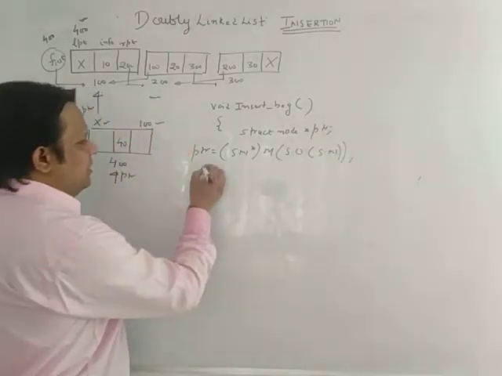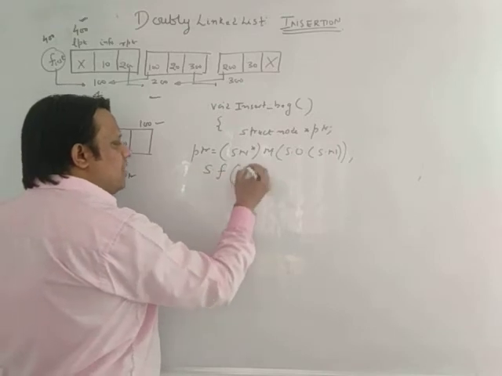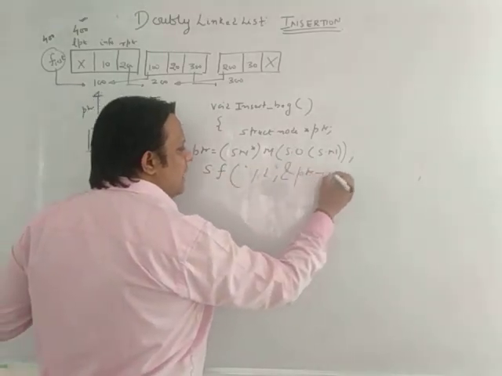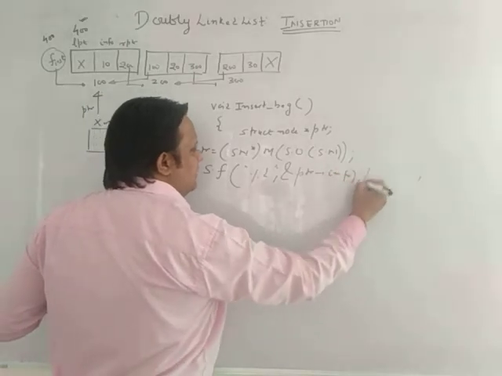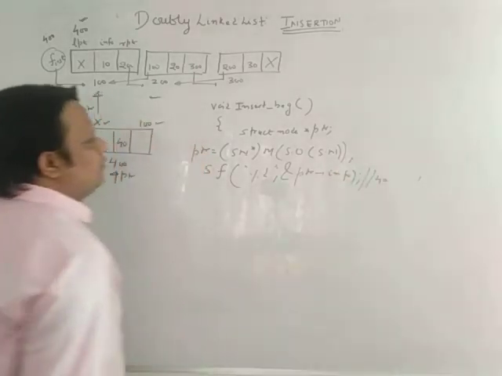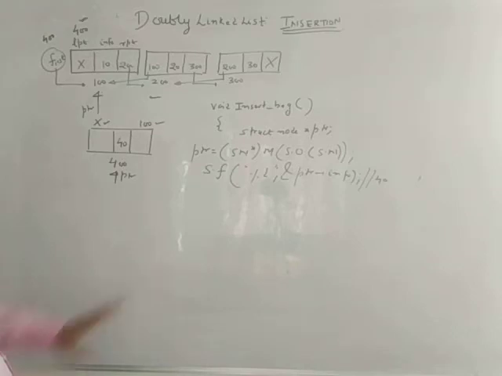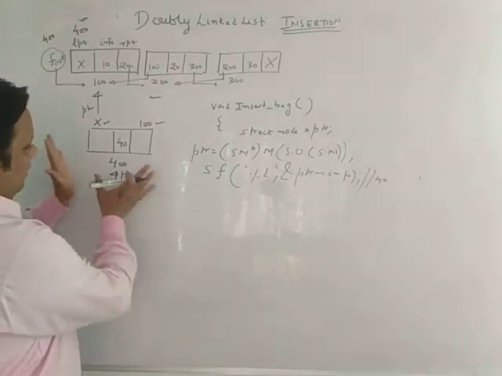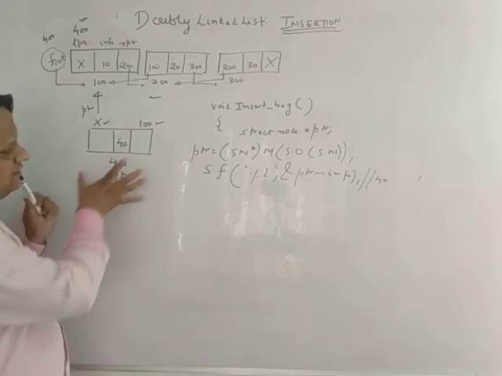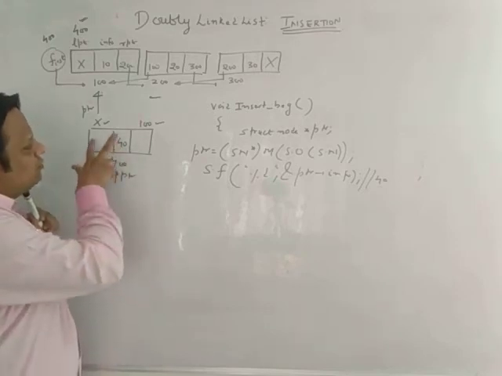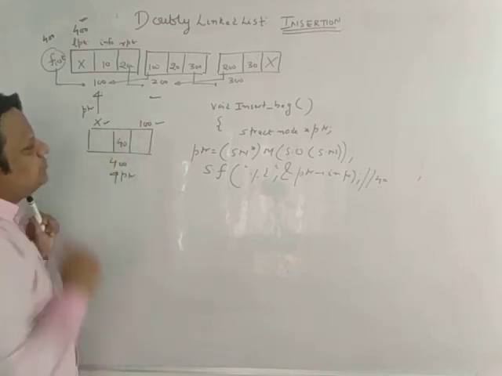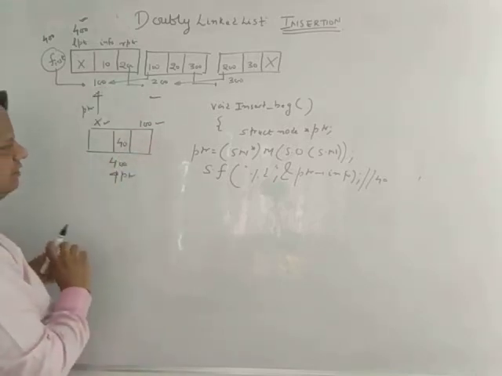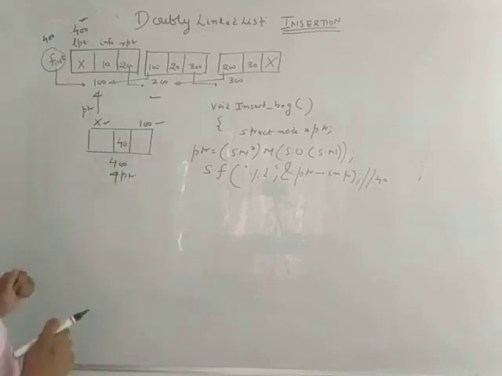And try to insert the info part. So scanf %d comma address of PTR arrow info, and insert 40 in the info part. Okay, so far so good guys. Now I told you the thumb rule: the new node which you want to create, let's say this is the new node, try to fill the blocks which are empty. So here you want 100. This is the link part of this PTR. So in the link part you want the value 100.